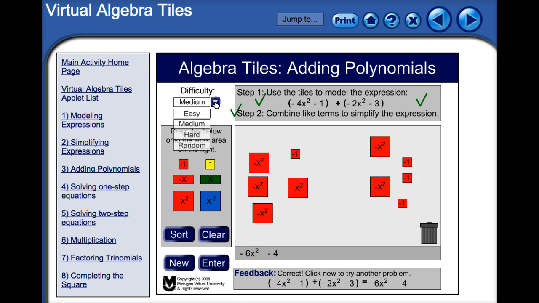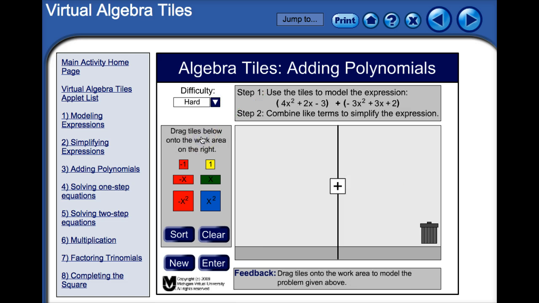I'm going to go to a difficult one. And I'm just going to keep going until I get one where I've got a subtraction. Okay, so here's an example where I have a subtraction here. Now, I can't subtract the algebra tiles from each other, that doesn't really make any sense. All I can do is add algebra tiles. So if you have a minus sign here, or a subtraction between the two polynomials, what we can do is something called add the opposite. So I'm going to set up my first polynomial over here.